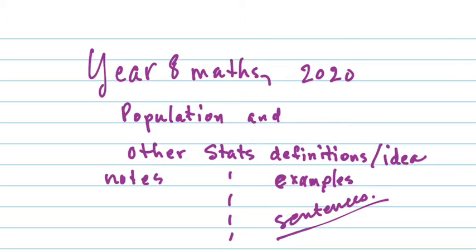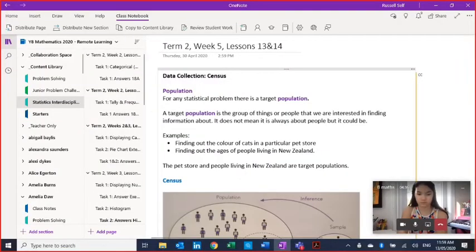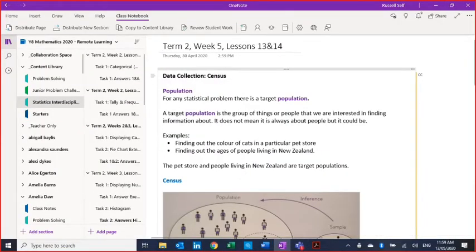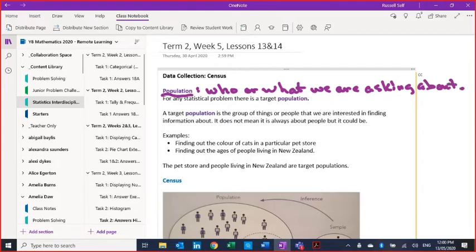All right. So what we're going to do is go to the OneNote and take a look at these. So here we go. We're talking about collecting data. Data just means any kind of information. And we're talking about gathering statistical data about a particular group or population. That's our first term: population. You can boil that definition down to who or what we are asking about. You can change it to your own wording if you like, but a target population is the group of things or people we're interested in finding information about. It doesn't always mean people, but it could be.